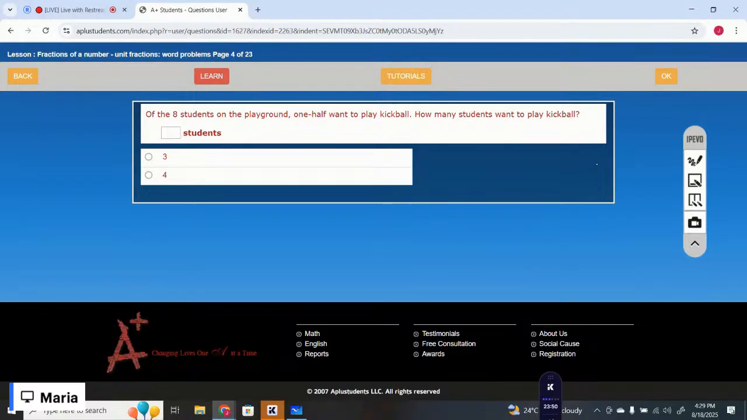Of the eight students in the playground, one half want to play kickball. How many students want to play kickball? So, which is the correct option? That is four. Option number two is the correct option. Four it is.